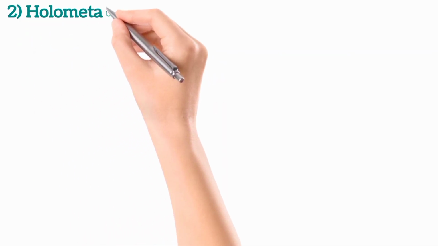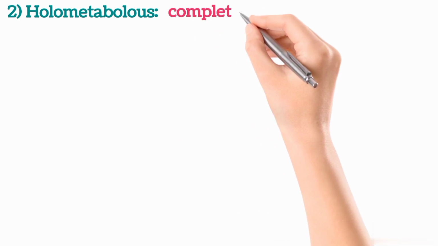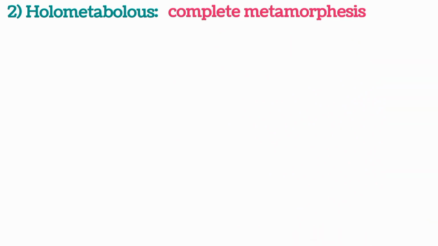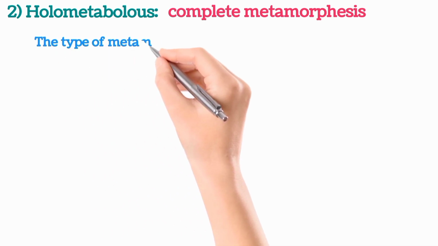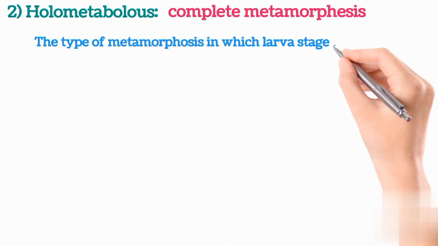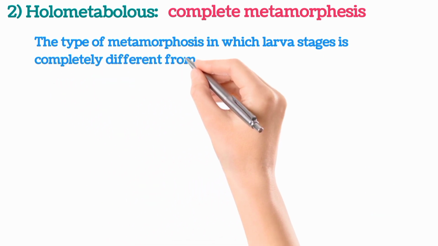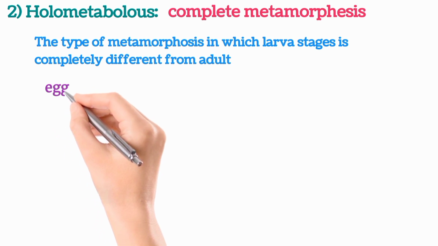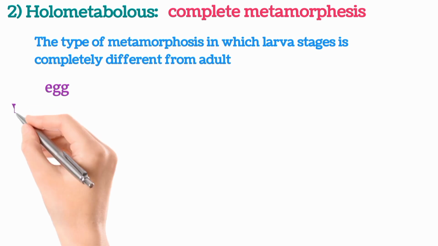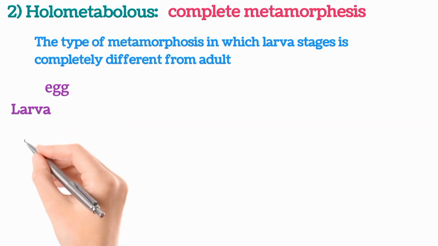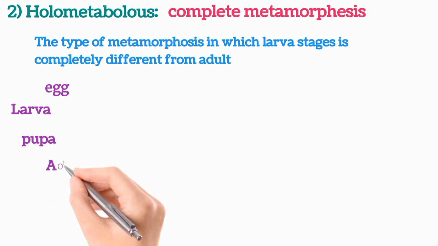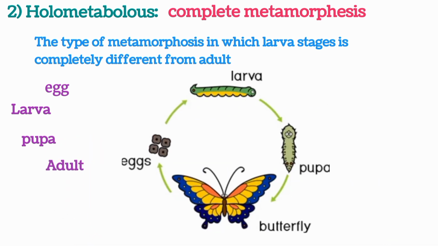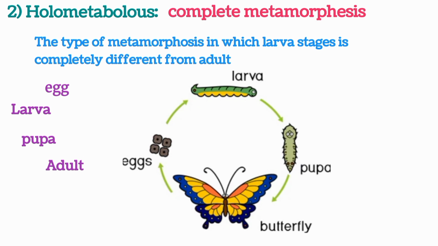The second type is holometabolous or complete metamorphosis. Holo means complete and metamorphosis means changes, so complete changes in structure. The complete definition is the type of metamorphosis in which the larval stage is totally different from the adult. They pass through four different stages: egg, then larva, pupa, and adult. The butterfly, moth, and frog come under this category.